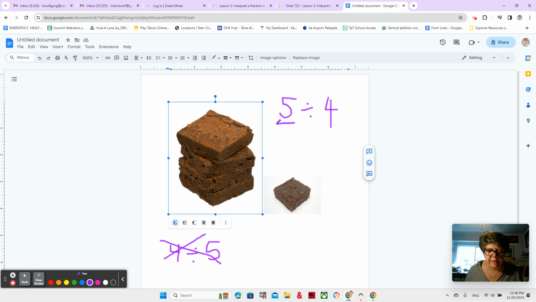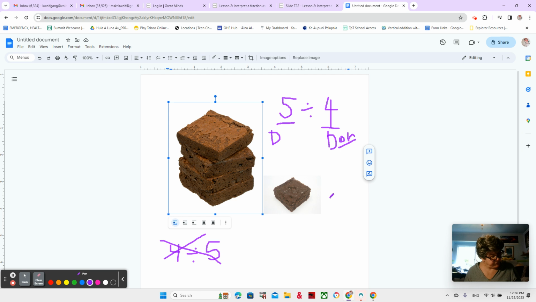It's 5 brownies divided among 4 friends. So we really are working on our dividend and our divisor. Now remember, the divisor has the OR at the end, divisor, right? And that reminds us that it's the one doing the action.